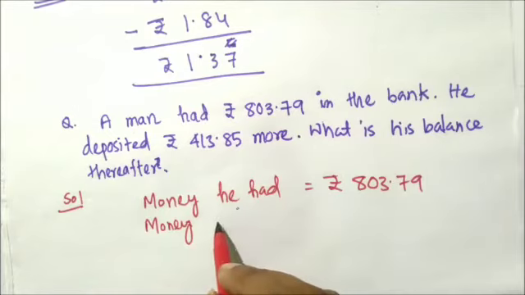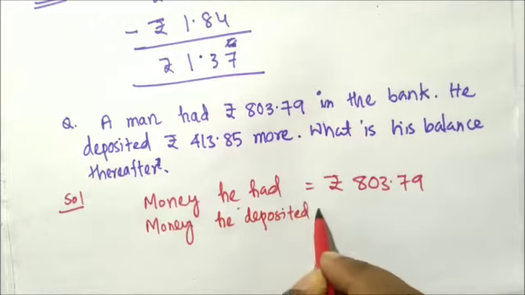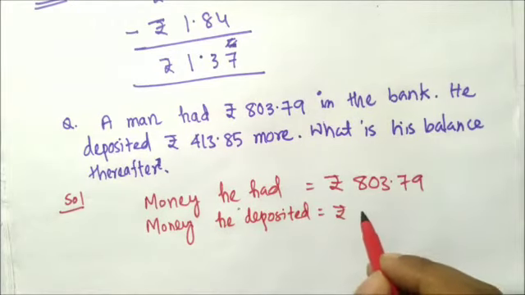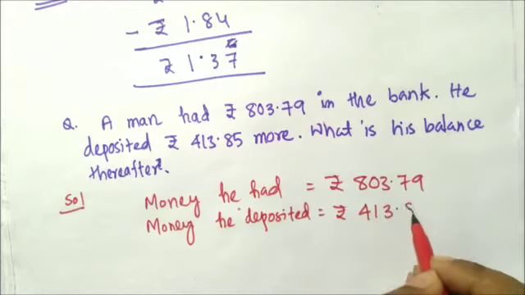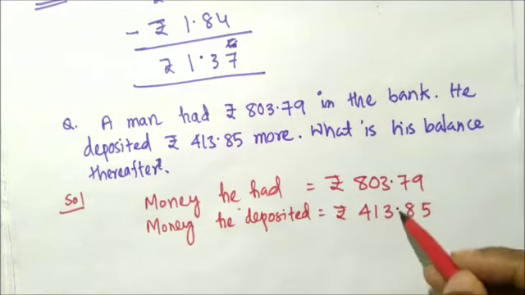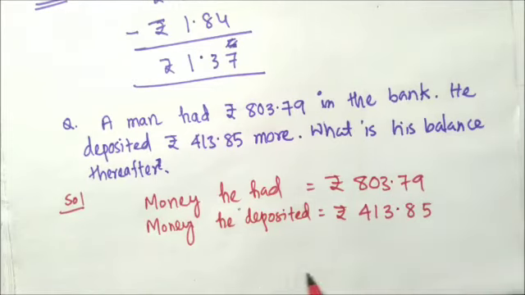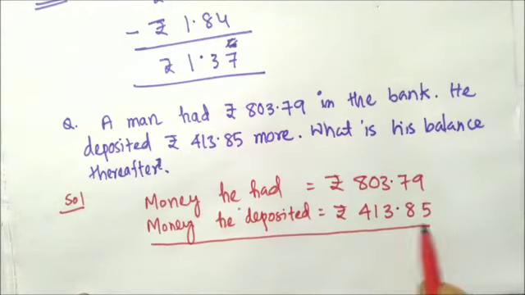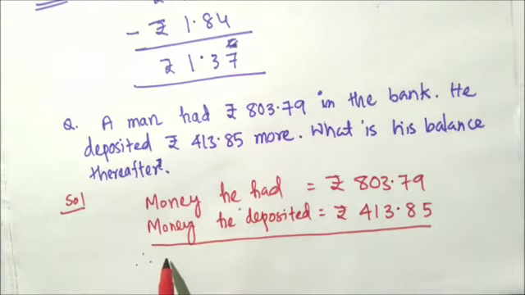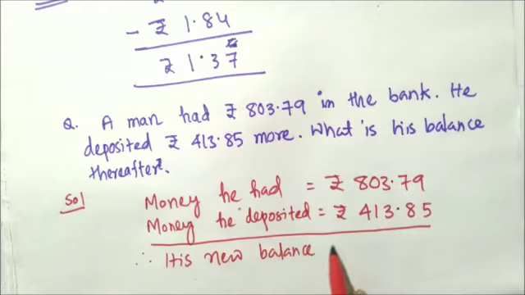So the money he deposited is rupees 413.85. Did you notice I am again placing the decimal point on the same line? Therefore his balance, his new balance, means the amount he has in the bank account.